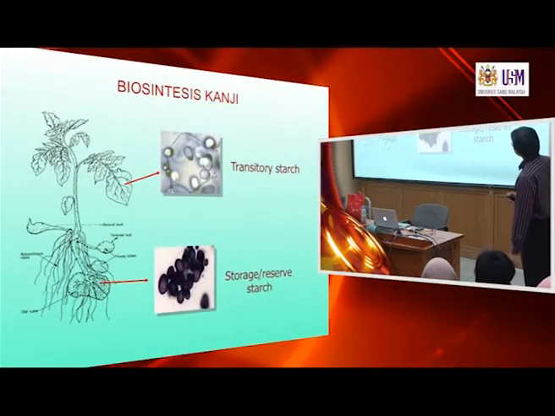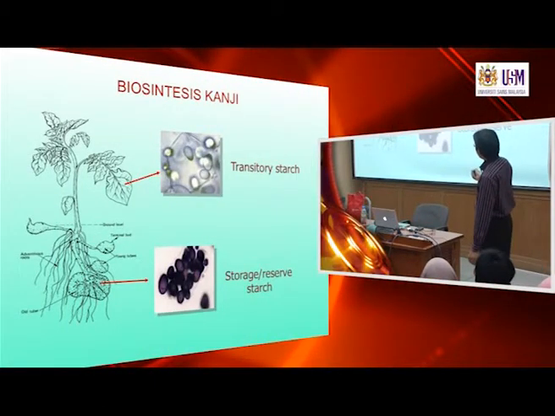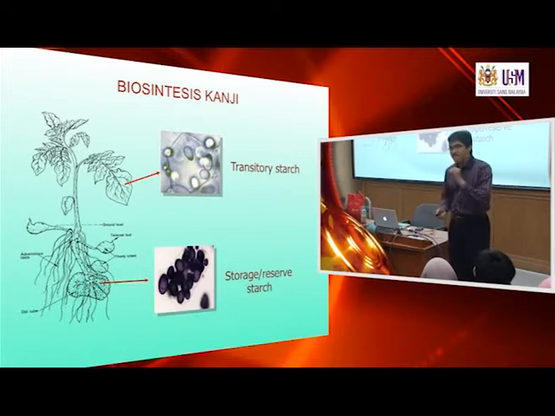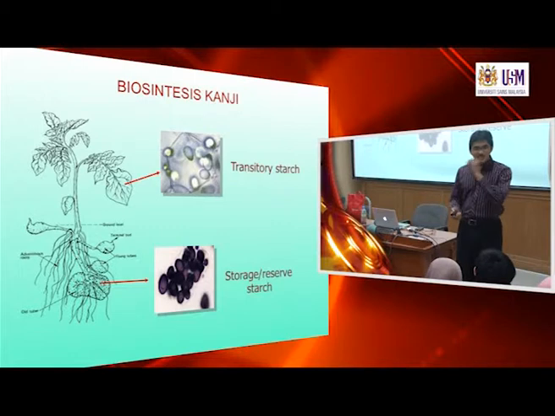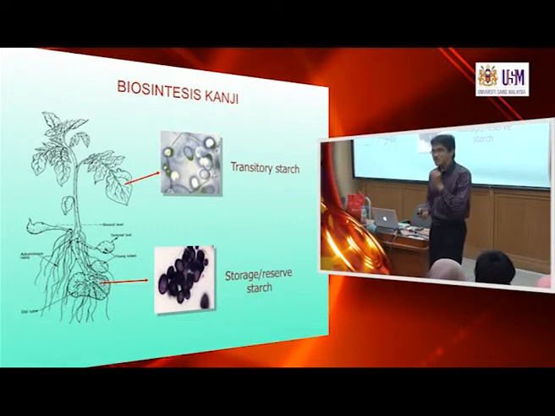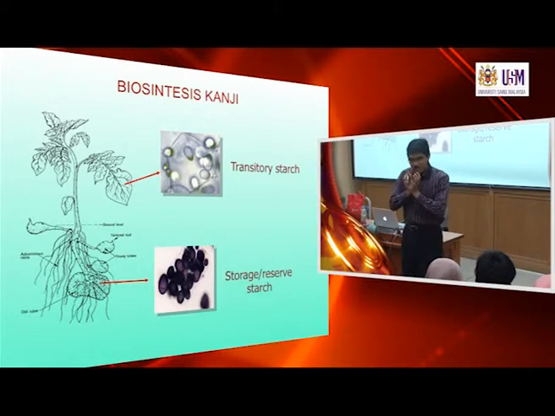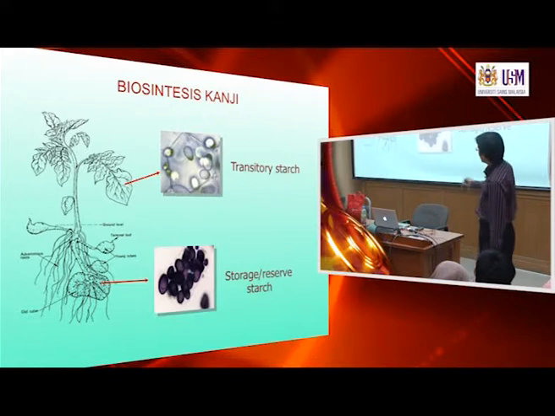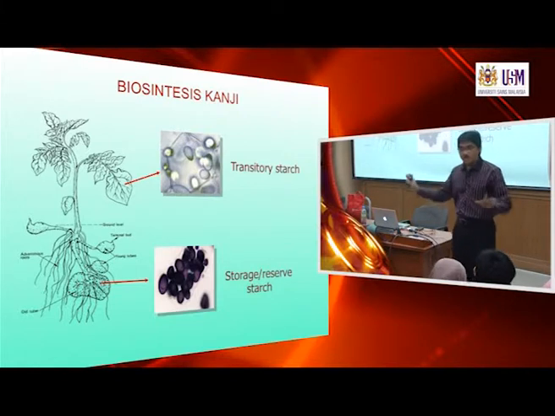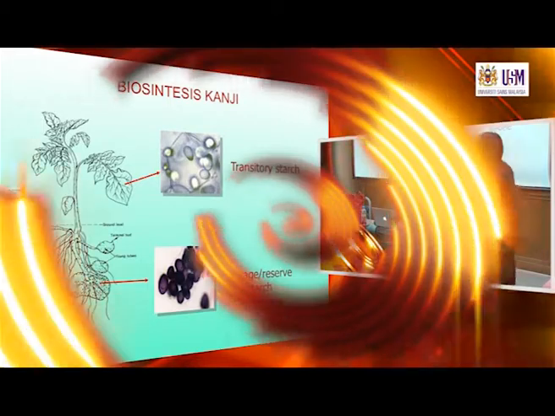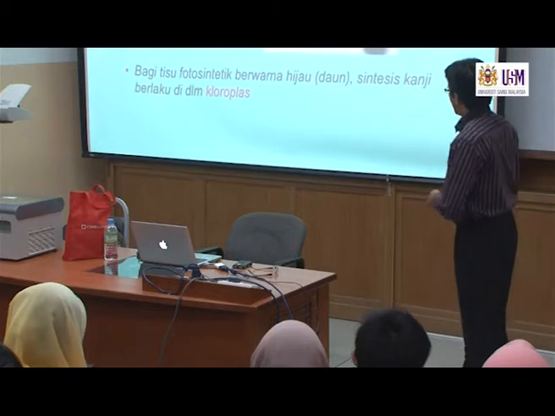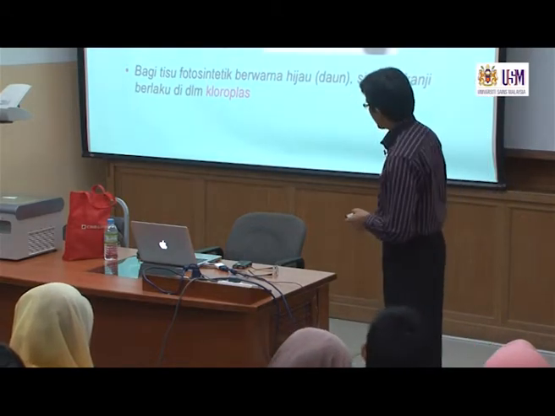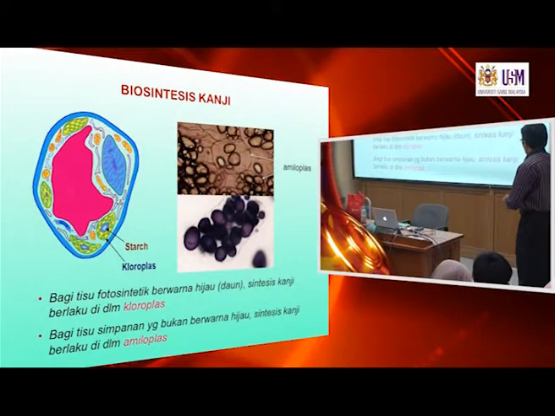Okay. So during the day, the starch is formed as like an intermediate form, transit. Macam kita transit dekat airport. So we call it transitory starch. It's not really, you know, a very big polymer yet. Only temporary. Then during the night it will be broken down again and transported to the storage organ. So during this process, there are a lot of enzymes involved. Many, many enzymes. So the chloroplast is where the synthesis of starch occurs and it will be stored in the amyloplast.